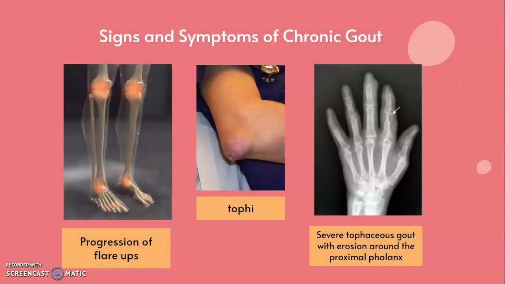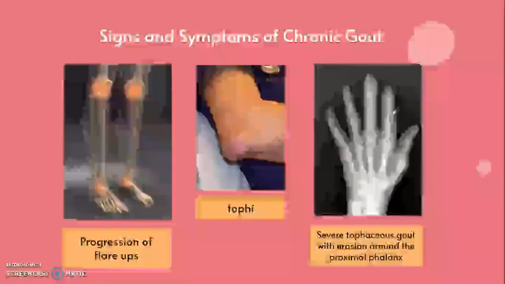Alright, let's go on to the next sign and symptoms of chronic gout. So, chronic gout develops in patients with gout whose uric acid level remains high. When this happens, more and more crystal becomes deposited in the joints and connective tissue. The acute attacks also become more frequent and more severe. Joint damage occurs.